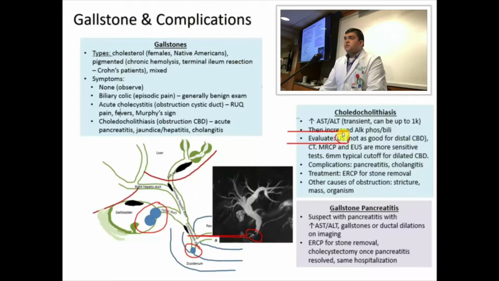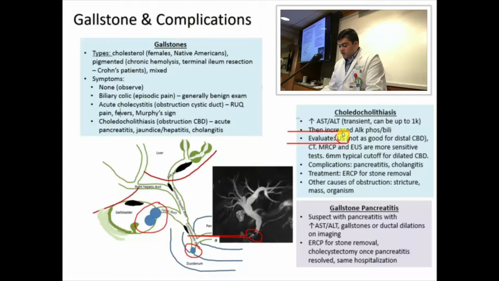So there's some question as to what the cutoff should be in terms of how dilated the CBD should be. 6 millimeters is a typical cutoff. I think here I've often seen 8 millimeters as the radiologist will read, but 6 millimeters is usually the cutoff, because if you have a cutoff higher than 8 millimeters, then you may actually miss some stones.